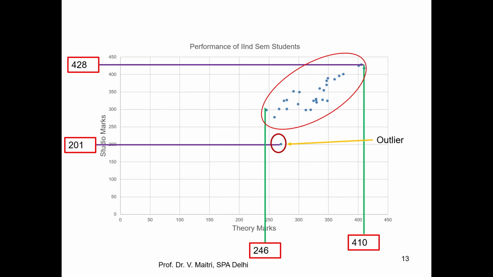Now this data is communicating what? Maximum marks in studio 428 out of 500 is not a joke. In theory, out of 500, 410. And similarly, minimum marks in theory 246 you are getting it, but studio it is 210. So it means that this boy or girl requires a special attention. So it may be something is missing, maybe it's understanding or some personal problem.